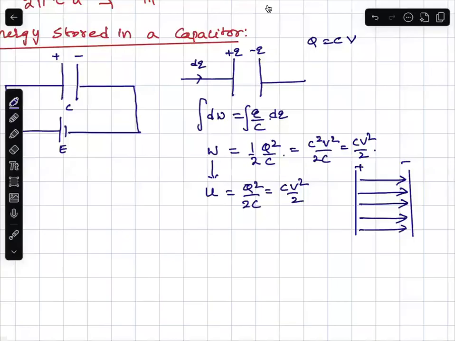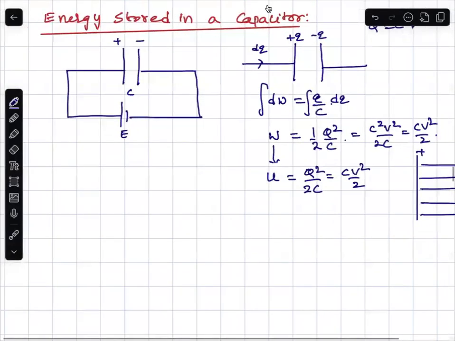So a capacitor stores electric field. In a resistor, you will see heat. In an inductor, an upcoming topic, a magnetic field forms. So these three are very important. In a capacitor, energy is stored in the form of electric field.